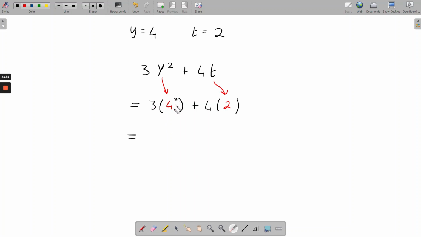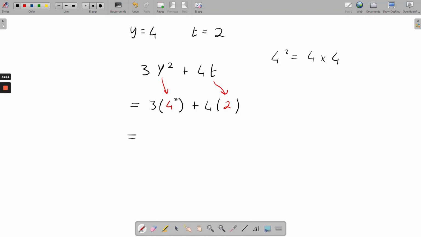We're going to need to expand this. And just a quick note on indices. If you've got 4 squared, it's the same as 4 multiplied by 4. So you're multiplying 4 by itself 2 times. You're not multiplying 4 by 2, you're multiplying 4 by itself 2 times.